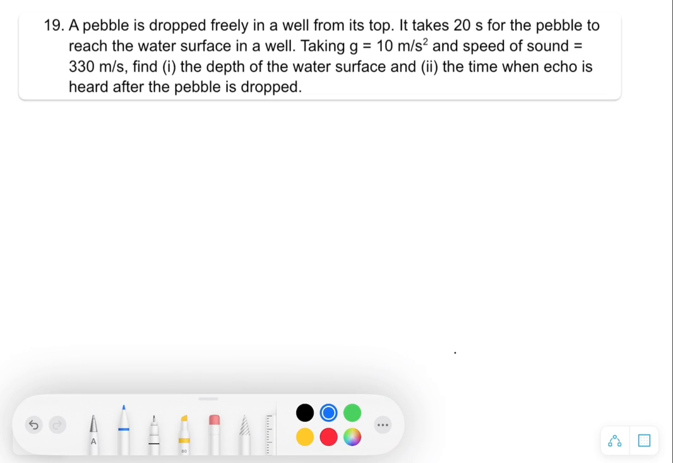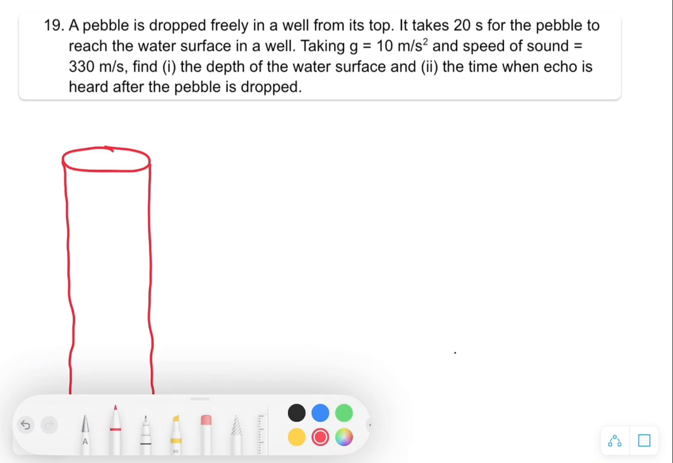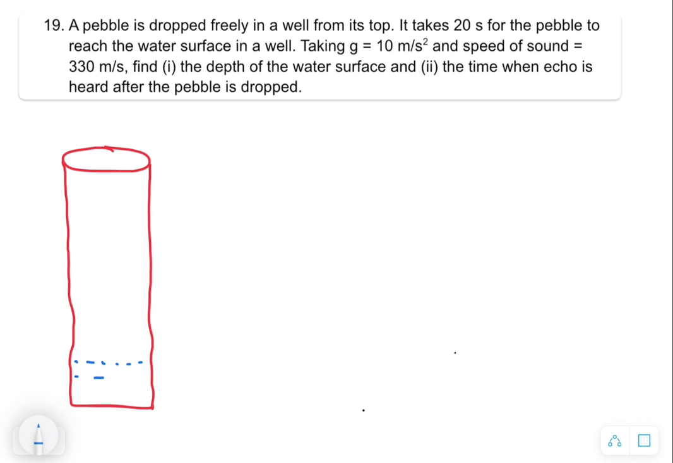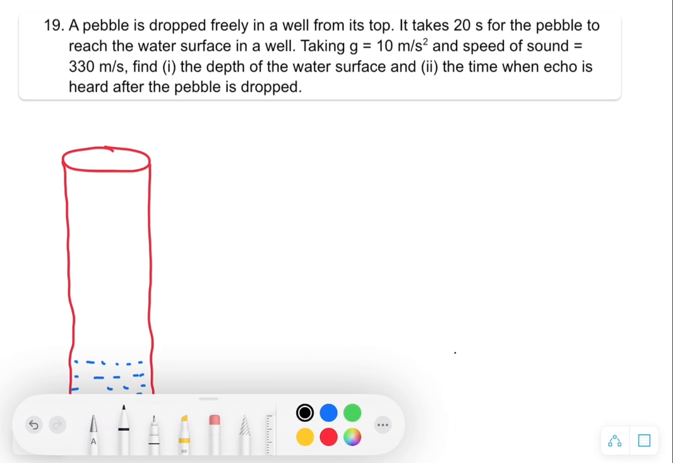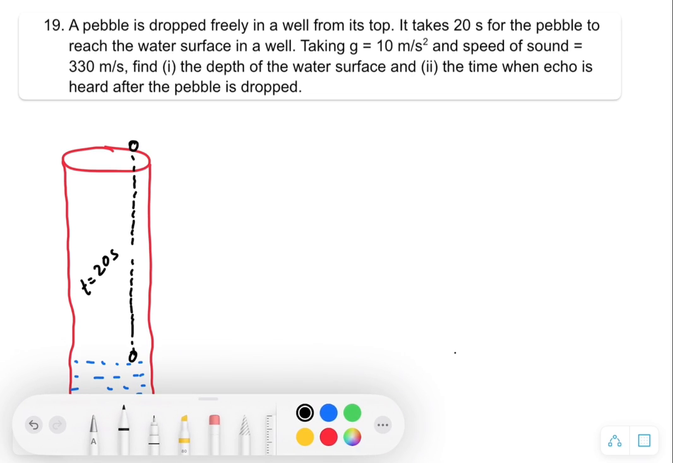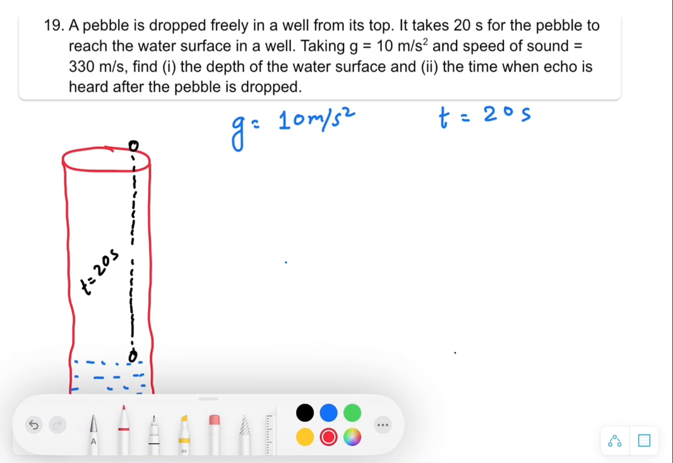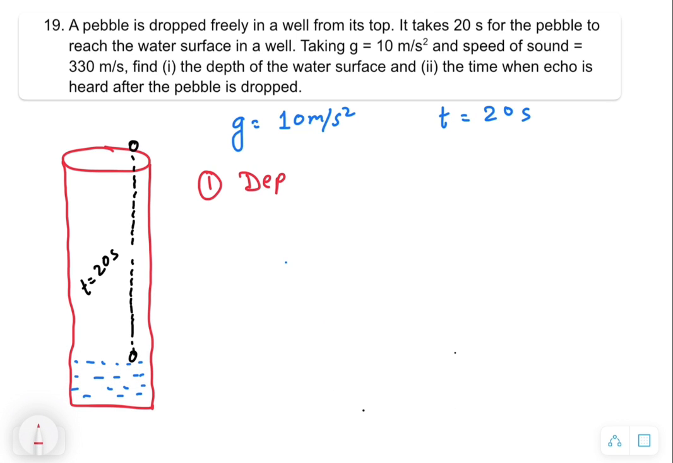So this is the well. A pebble was thrown from the top of this well. Okay, let me quickly draw the water surface. It took 20 seconds for the pebble to reach the water surface. g is given, it is 10 meters per second square. t is also given, it is 20 seconds. First, we need to find the depth of the water surface.